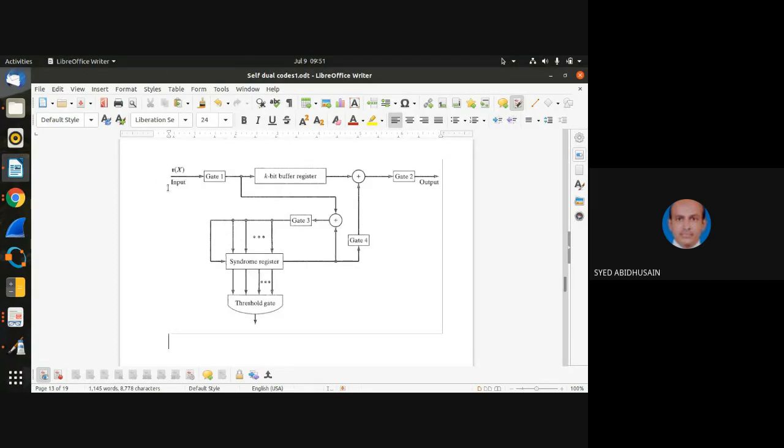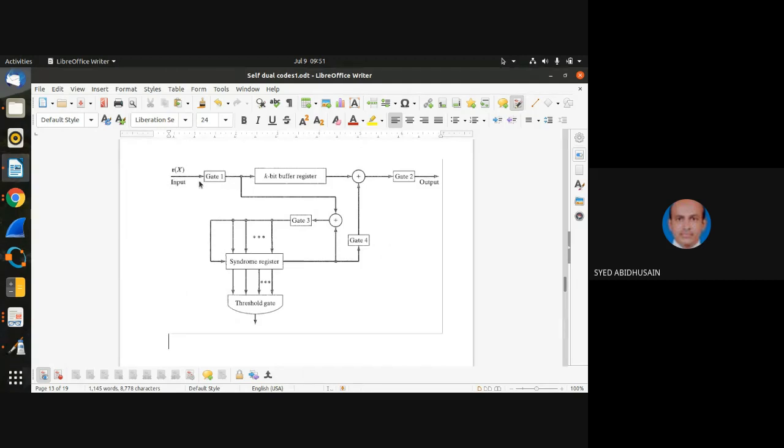Input that is received from the channel is inputted from the left side here. Gate 1 will be closed and R(x) will be permitted to enter the circuit, or say this block diagram, which consists of the k-bit buffer register and the syndrome register. This syndrome register is nothing but a combination of flip-flops, right? According to the programming of gates 1, 2, 3, 4, we can permit the reception of R(x) into the different parts of the circuit.